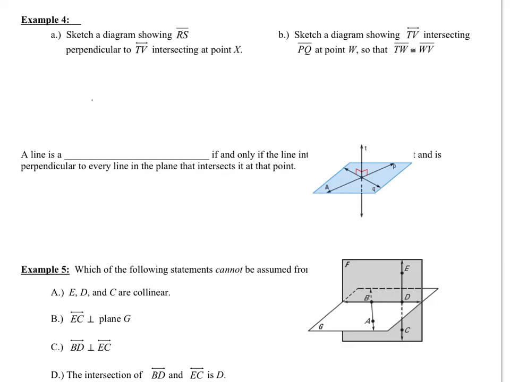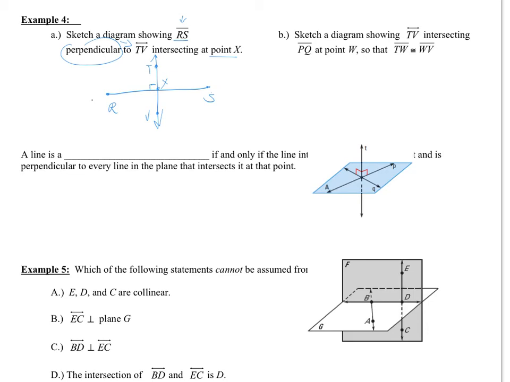Example 4. Part A, sketch a diagram showing segment RS perpendicular to line TV, intersecting at point X. So you need to really pay attention to the symbols here. So we have the segment RS and the line TV, intersecting at point X, and it needs to be perpendicular. So we need to draw the right angle symbol.